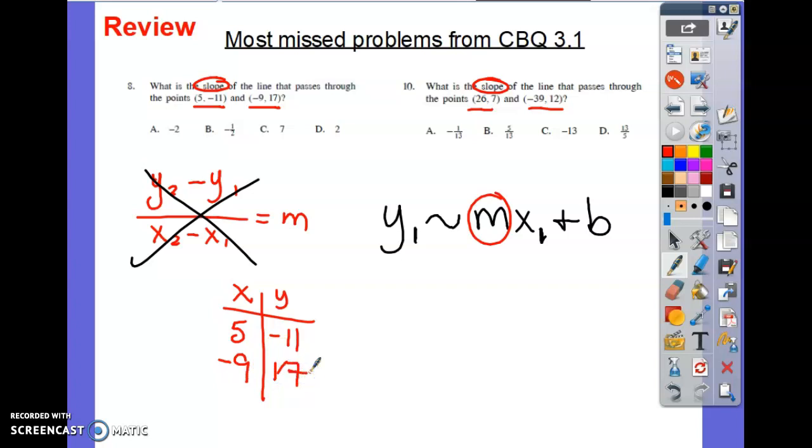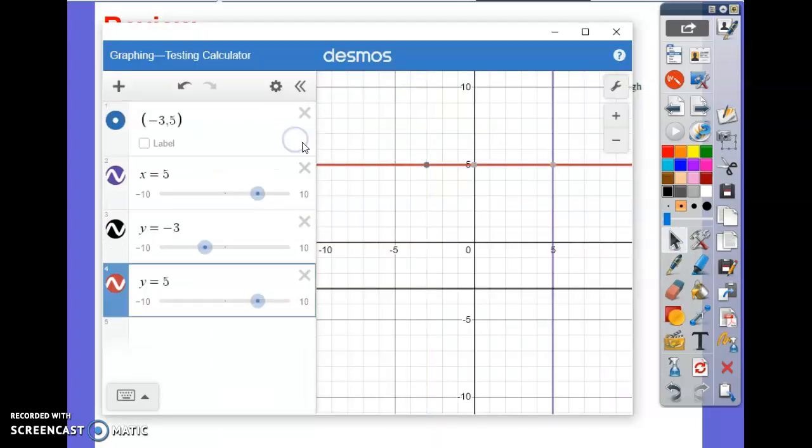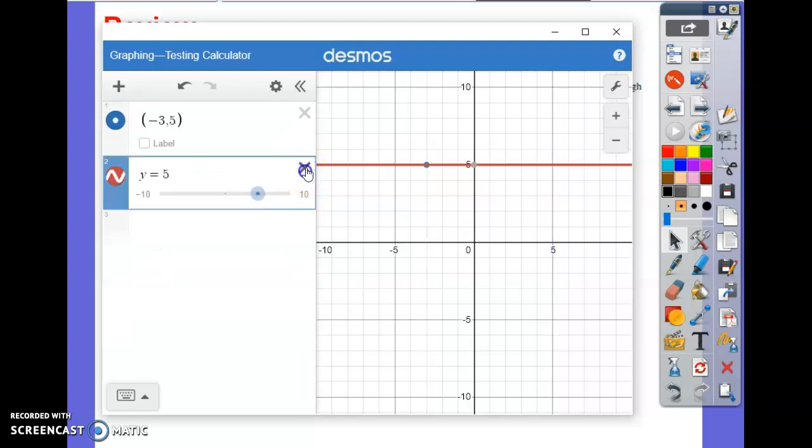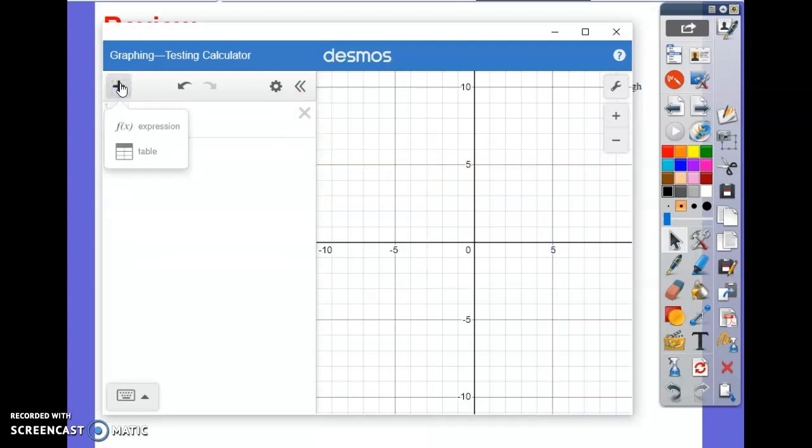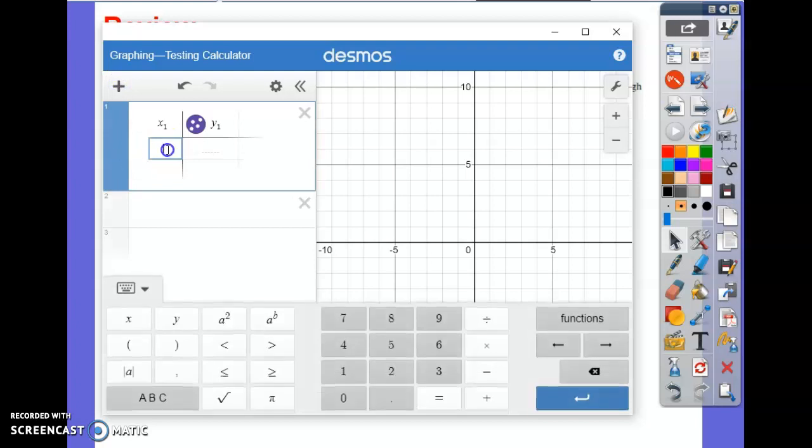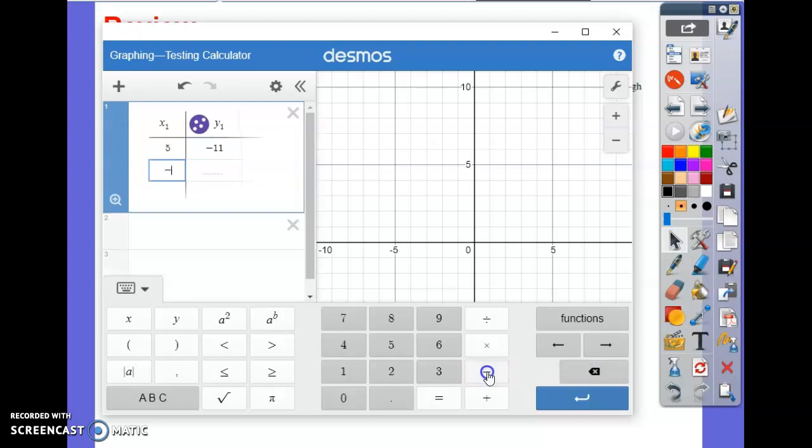Put that table in Desmos. We're going to add a table. So I'm going to erase everything. Add a table. What's the first number here? 5. What's my y? -11. Oops, too many 11s. What's my next x? -9. And what's my y? 17.